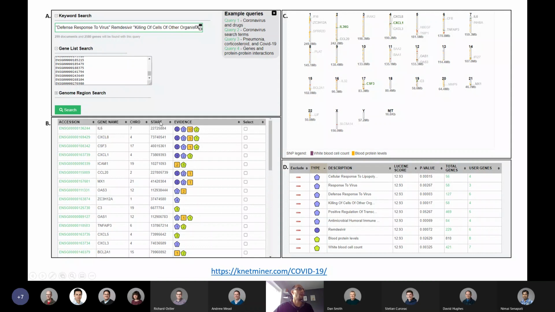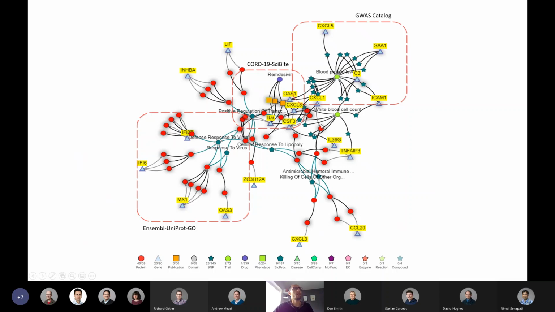response to virus. And NetMiner shows you the evidence in these views and allows you to generate very quickly a network of some of your differentially expressed genes and how they link up to defense response to virus or to certain drugs that are published in certain papers and so on.